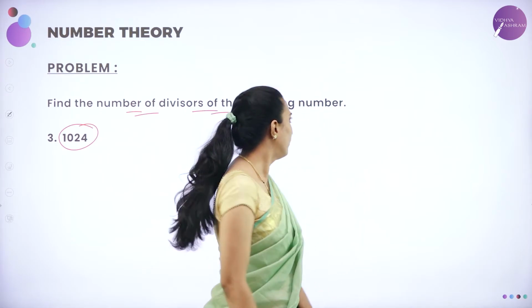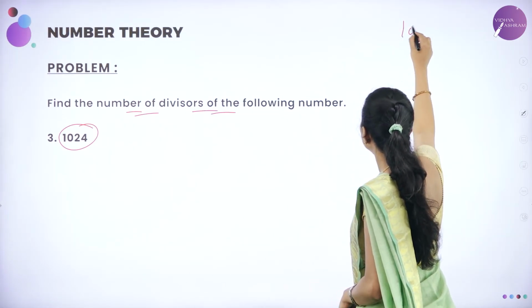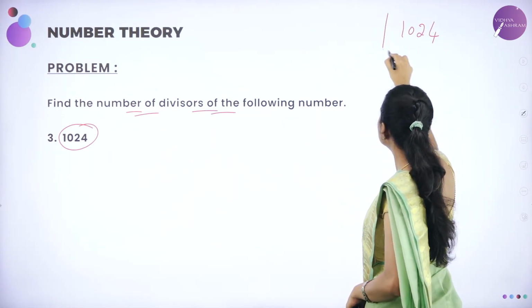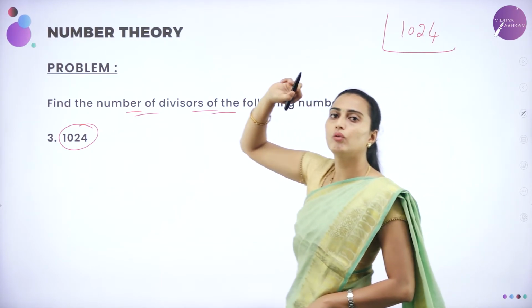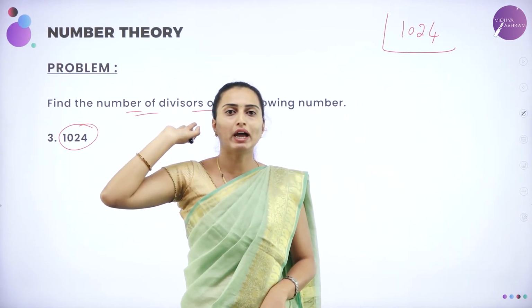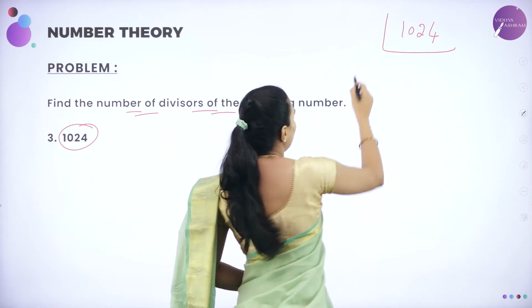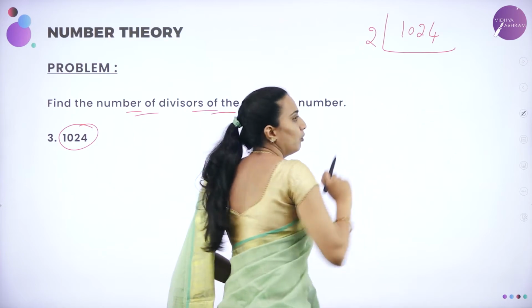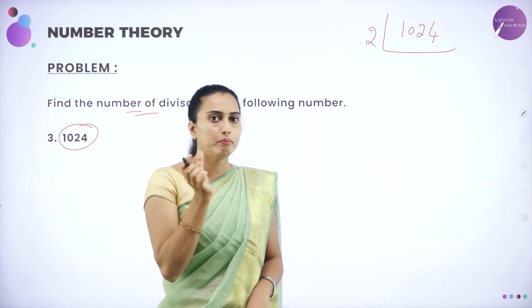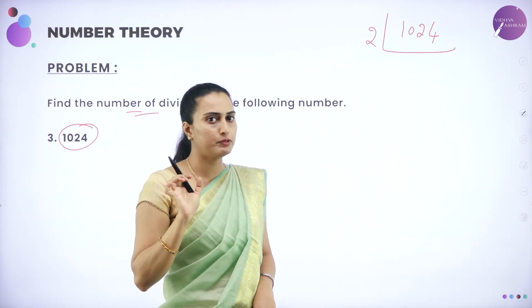2, 4. We'll be doing the prime factorization. 1, 0, 2, 4. Since the number ends with 4, what can we take? It can be divisible by the even prime. Which is the even prime? Only 2. So therefore I can have 2. See, 1 cannot be divisible by 2, but carrying over, 10 can be divisible by 2.